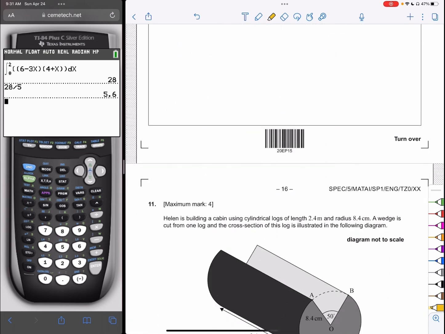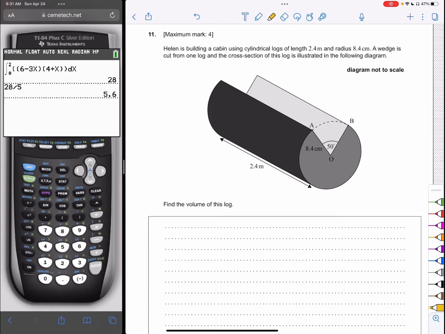So now let's go to number 11. So number 11, it says, Helen is building a cabin using cylindrical logs of length 2.4 meters and a radius of 8.4 centimeters. A wedge is cut from one log, and the cross-section of this log is illustrated in the following diagram. It says we want to find the volume of this log. Well, in order to find the volume of the log, you have to understand what kind of shape you're dealing with. If the log was complete and the wedge was not cut out, it would have been a cylinder.